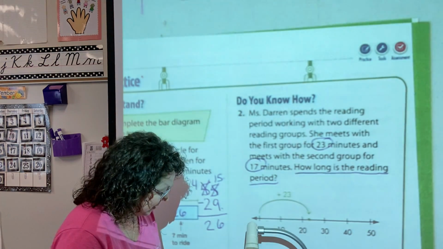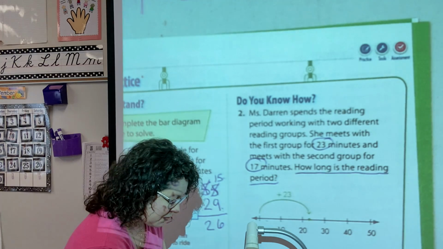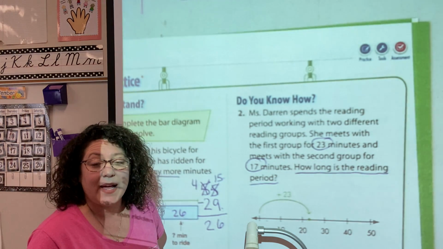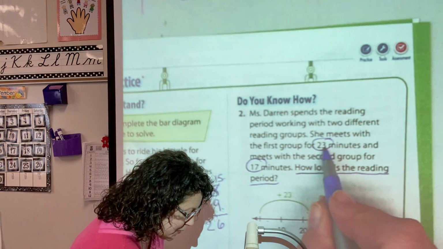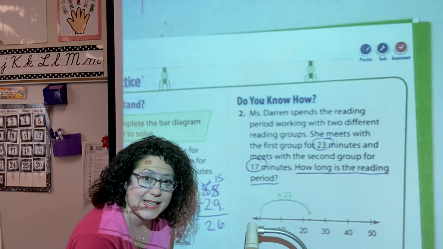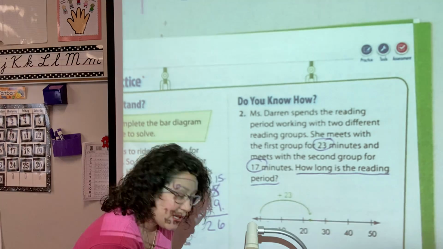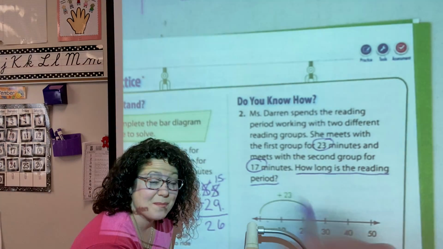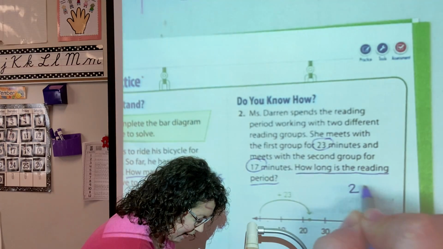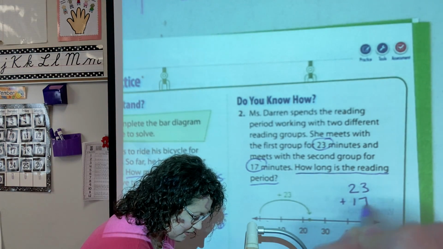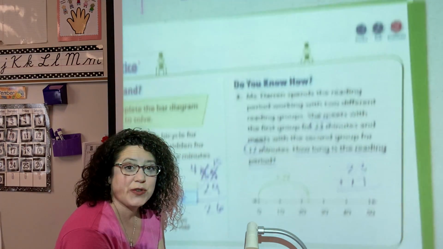So there is the number line here. If I was going to go up on the number line, how many more minutes would I go up? Because she's got 1 group for 23 and the other for 17. This goes up 23, so I would go up 17 more, right? Because she wants to know how long it is in all. So then I would add those 2 numbers together.